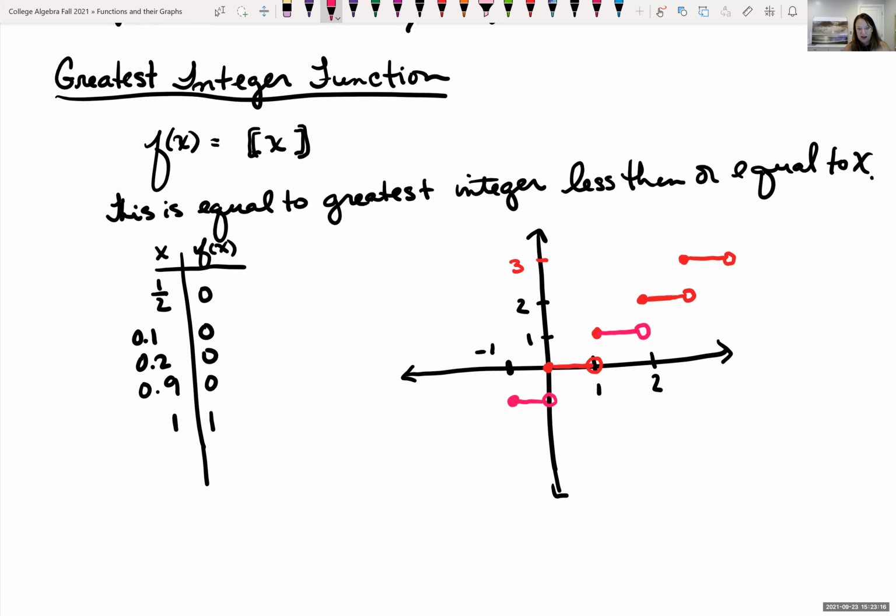Let's see how this looks, kind of a step function. If we're talking about domain, it's all real numbers. We have to be careful though with the range. Notice the range here. We don't have any numbers that aren't integers, right? All of our y values are integers. We don't have any y values in between those integers. And so when we look at the range here, it's a set of integers.